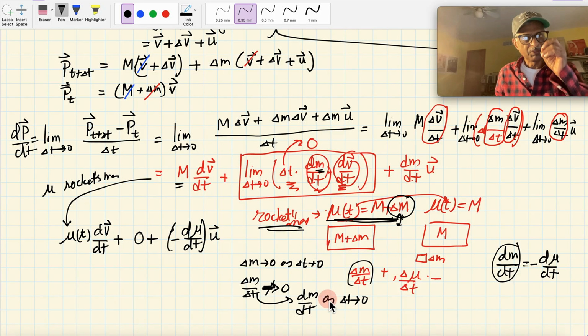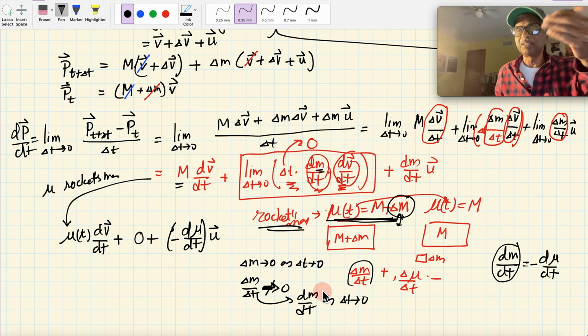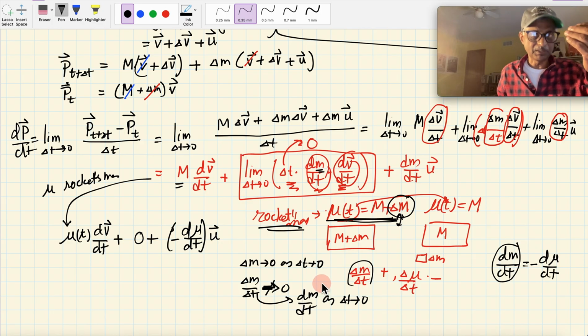Okay? So if you make the arguments for the rocket equation using m and delta m, it's very confusing. You've got to be very sure about what happens when delta t goes to 0. That is where you're going to get clarity in your thinking.